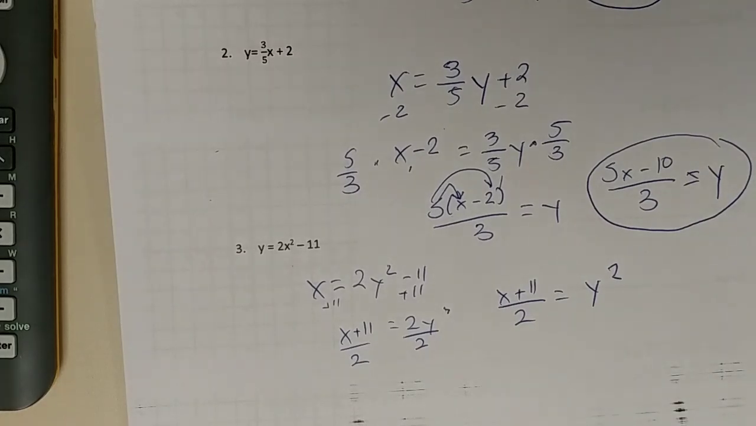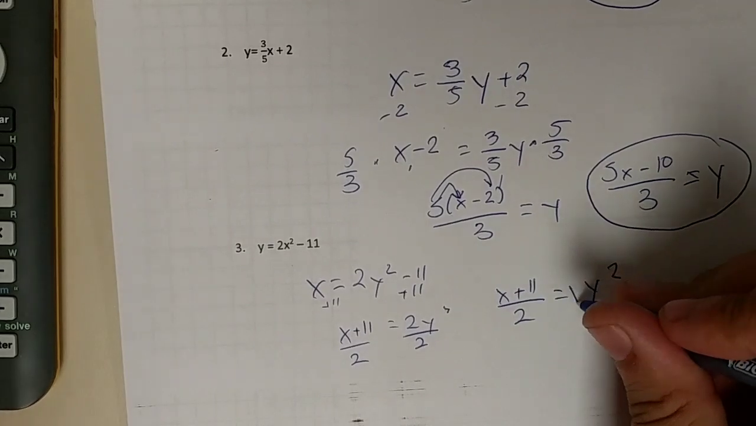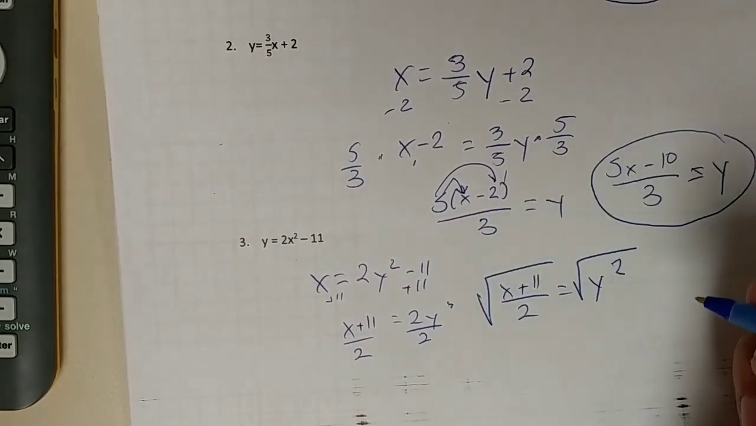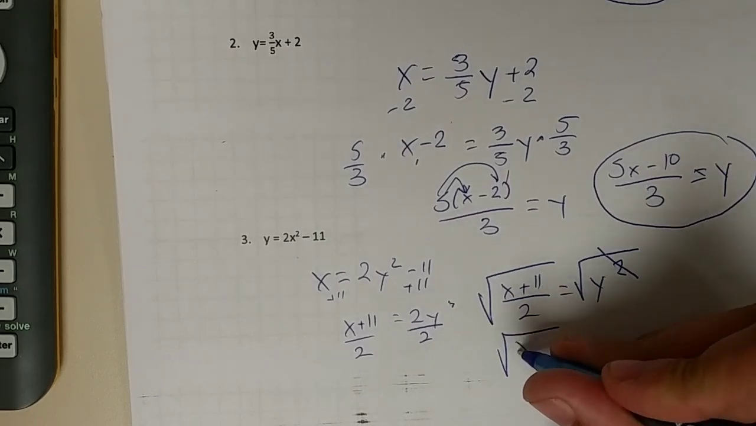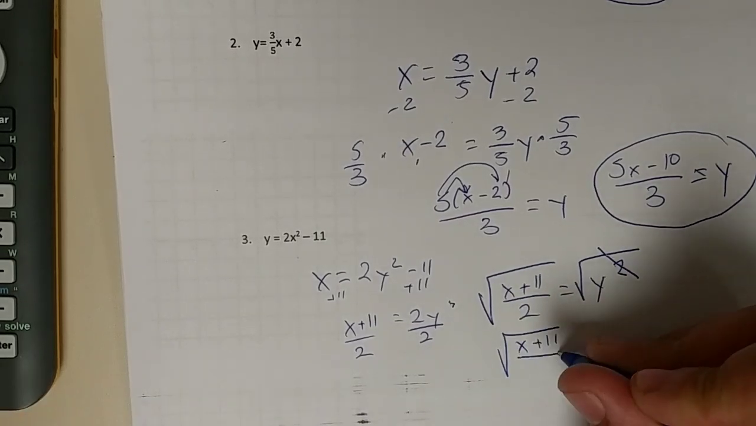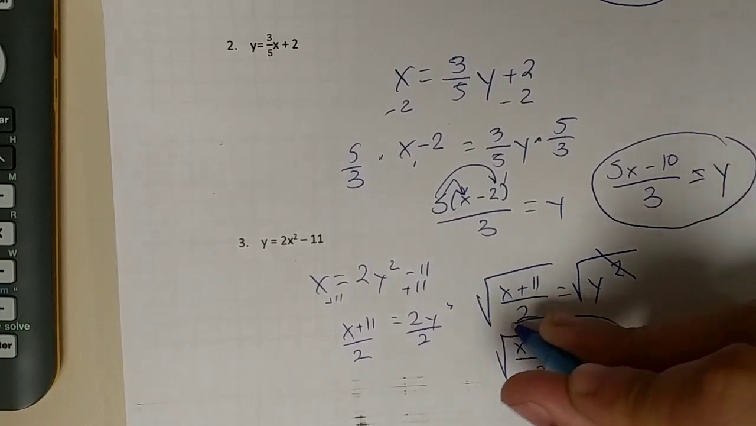Now at this point, to get rid of the square, what do you do? You have to square root on both sides. So that crosses out. So your final answer is going to be the square root of x plus 11 divided by 2 equals y.